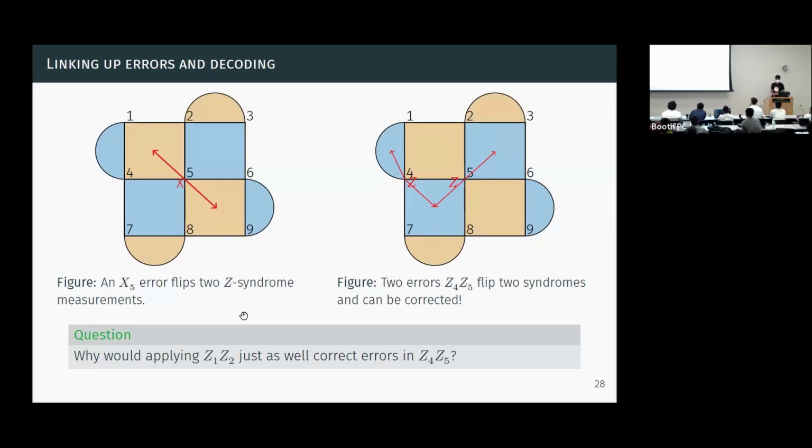I'll give you a second. And the answer is these two operations are equivalent up to multiplying with the stabilizer, right? So if we take Z1, Z2 and we multiply it with Z1, Z2, Z4, Z5, which is a stabilizer, we get Z4, Z5. So these two operations do the same thing in the code space.